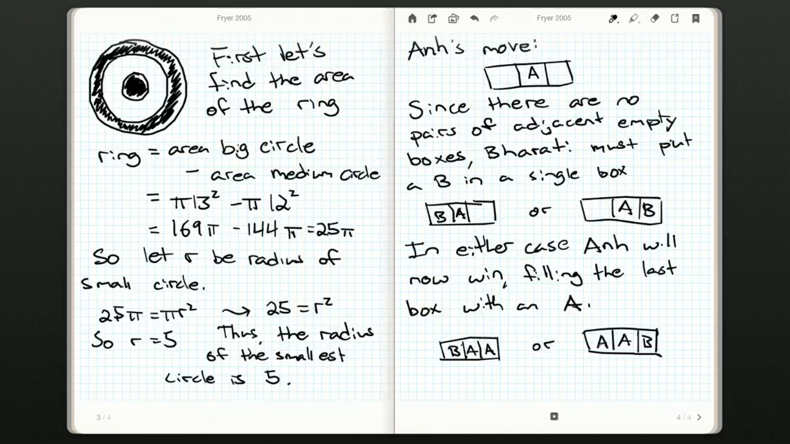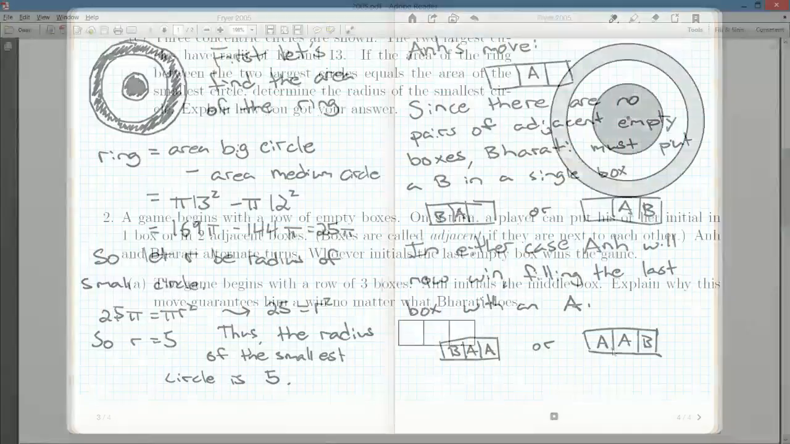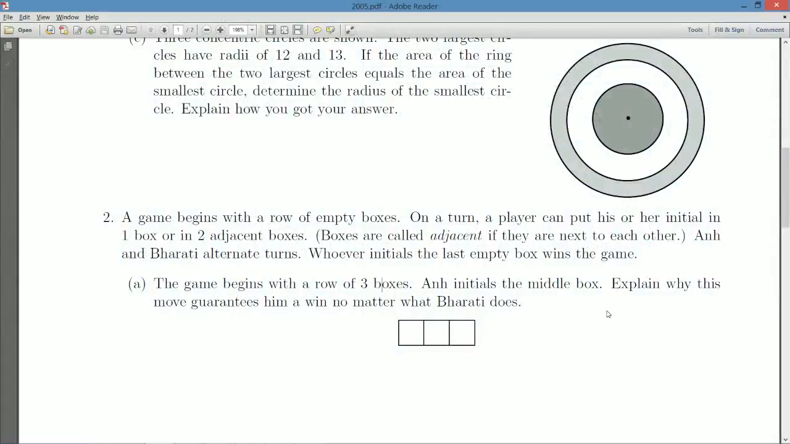Alright. So no matter what happens, we got 2 places the B can go. But it doesn't really matter, because in either case, that last A is going to fill up the empty box, and On's going to win. And it's going to be one of these 2 scenarios down here. That's what the final set of boxes looks like. So all we did was explain why this move guaranteed him the win no matter what Bharati does.